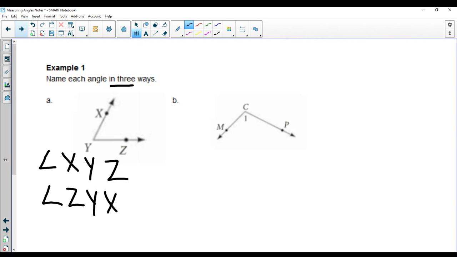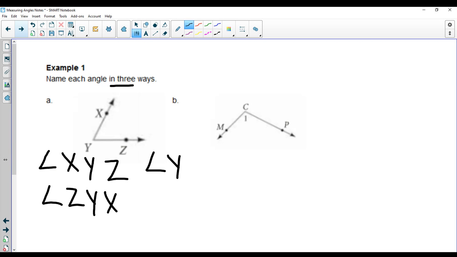Now, notice, which point is in the middle? It's the vertex. Anytime you name an angle using all 3 points, you have to put the vertex in the middle. It's just what we do. Vertex in the middle and the 2 endpoints on either side. Now, if you don't want to use all 3, you can just label it with the vertex. This is kind of like a general form using just 1 point. To be more specific, you use 3 points.